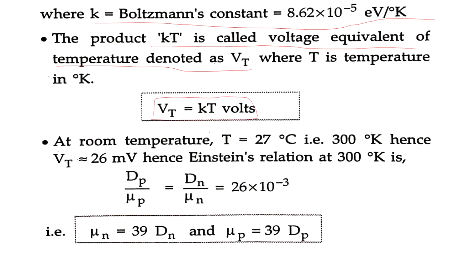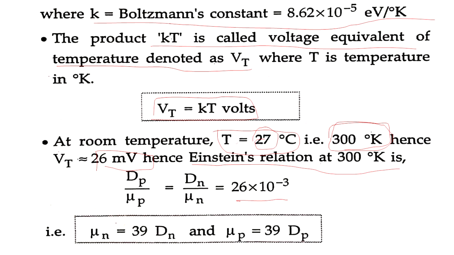For room temperature, T is equal to 27 degree Celsius, which is equal to 300 Kelvin. How is it? Zero degree Celsius equals 273 Kelvin, so 273 plus 27 will give 300 Kelvin. Hence this Vt is equal to 26 millivolt. Therefore, the Einstein relation can be rewritten as Dp by mu p is equal to Dn by mu n is equal to 26 millivolt, that is 26 into 10 power minus 3.